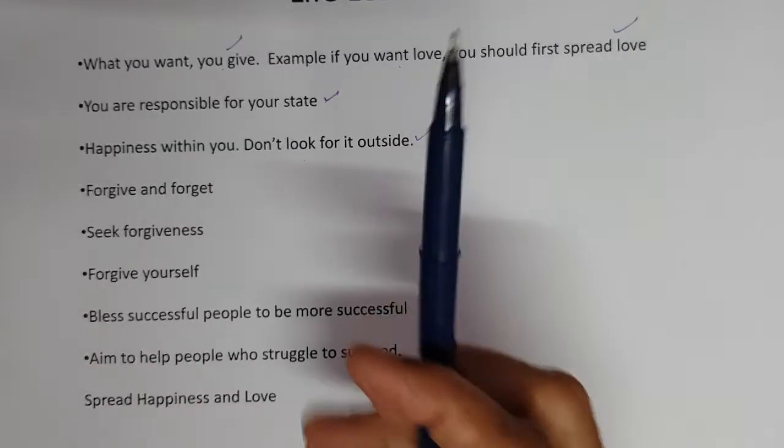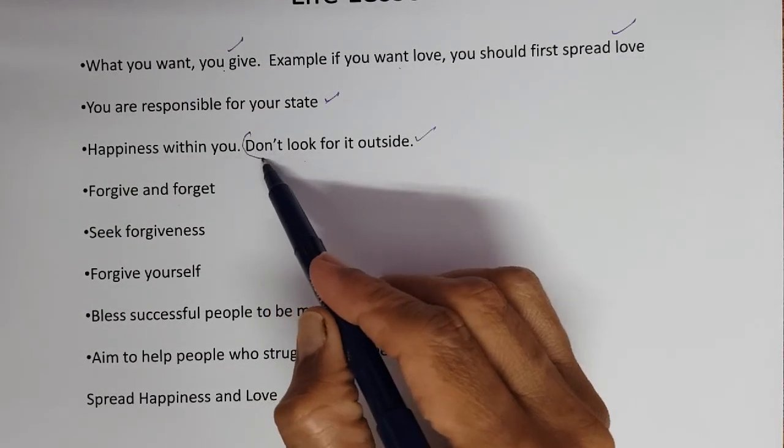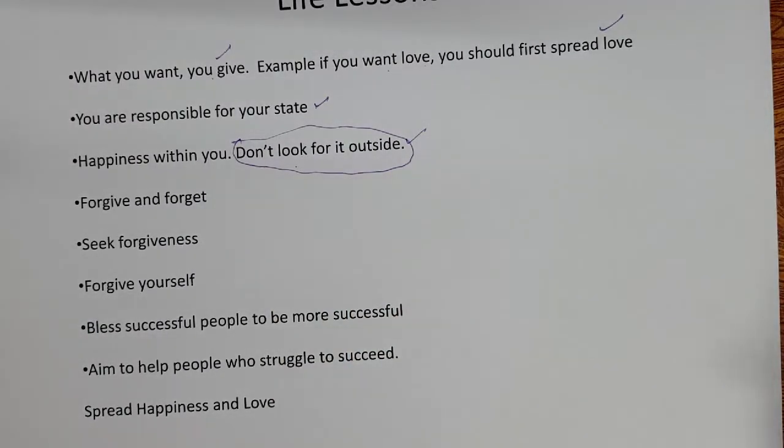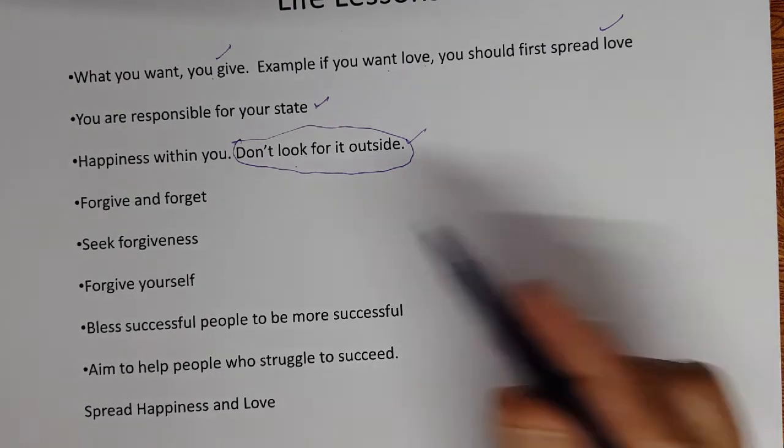So most of us look for happiness outside. We think our children are going to make us happy. Our career is going to make us happy. Our parents are going to make us happy. Our spouse is going to make us happy. Our bigger house is going to make us happy. No, it's all within. Whatever our state is, we can be happy.